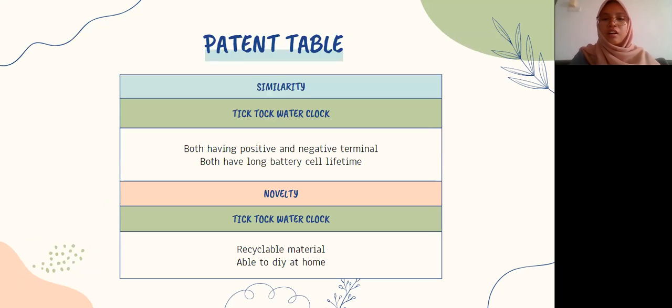For the similarity between the TikTok water clock and the existing clock, both have a positive and negative terminal, and both have a long battery cell lifetime. For the novelty, the TikTok water clock is made up of recyclable material, which is good for the environment, and we are able to make it at our own house. So I'll pass to the next person.